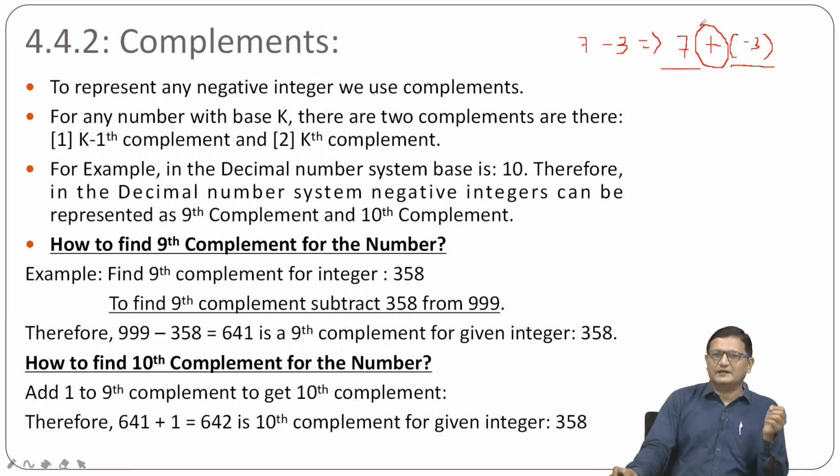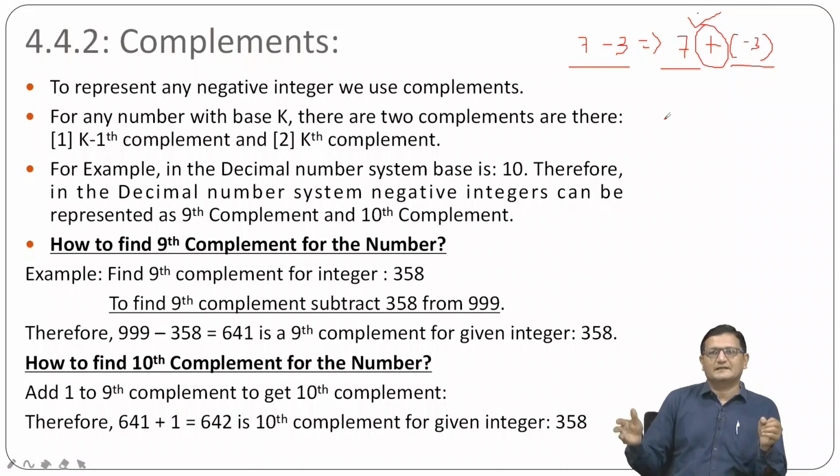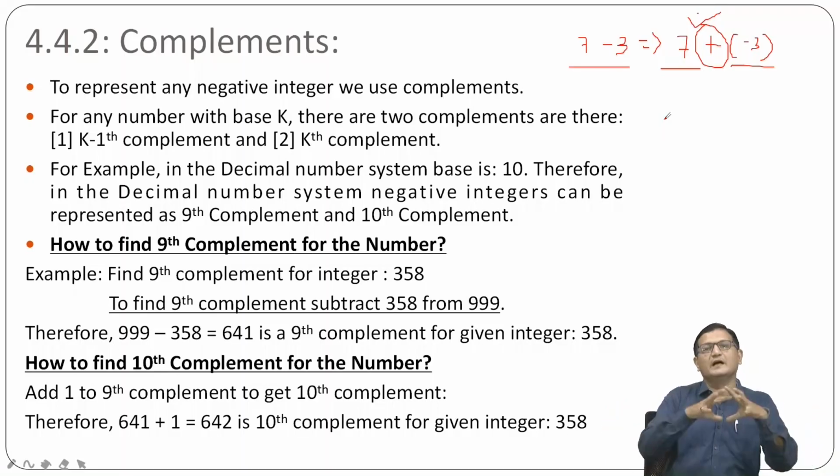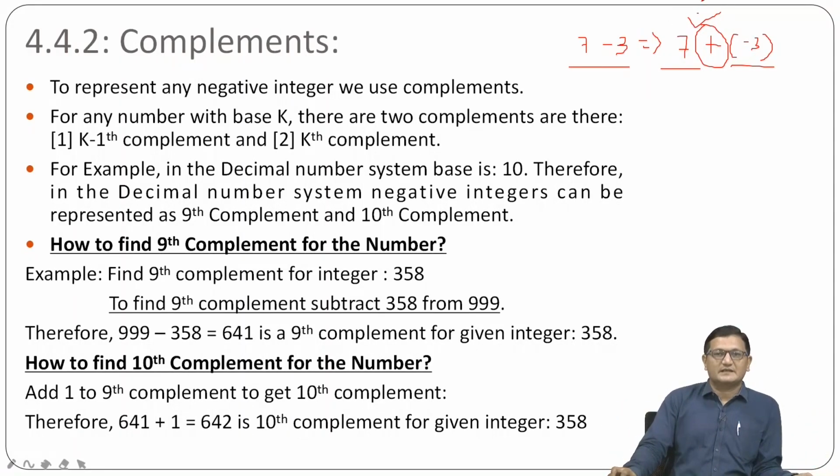Computer is having only one circuitry, that is the circuitry of addition, which is known as an adder. So, here the computer is actually understanding this particular expression this way, 7 minus 3. We recognize this operation as a subtraction operation, but the computer will understand it as 7 plus minus 3. So, minus 3 is one number, 7 is another number, and the computer wants to add both the numbers. So, the question is how we can represent these minus numbers.